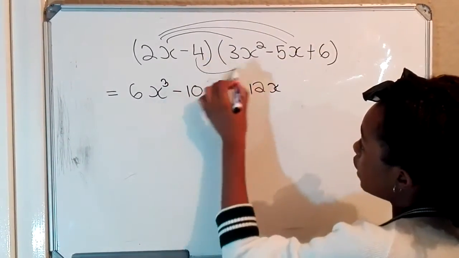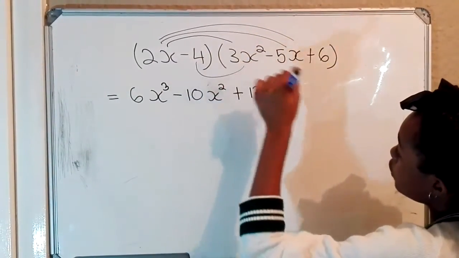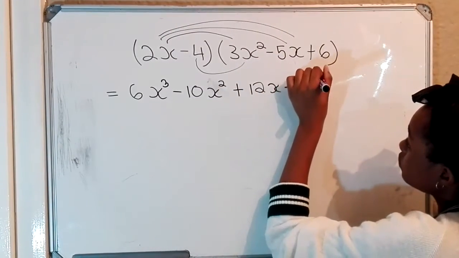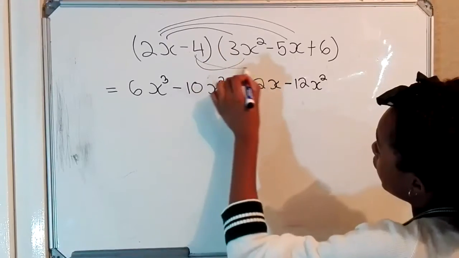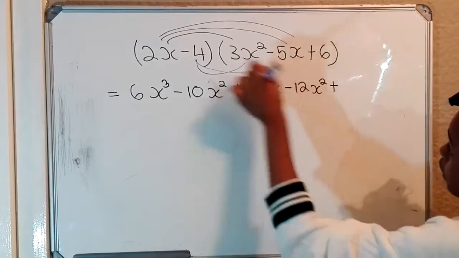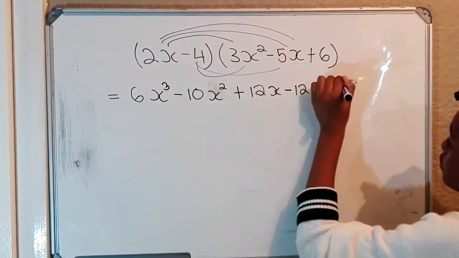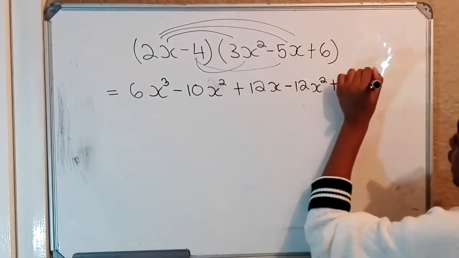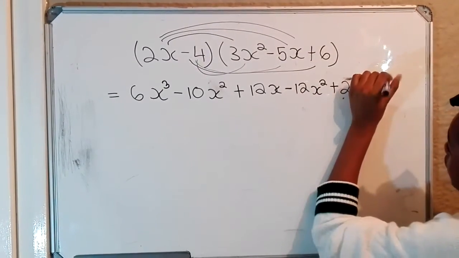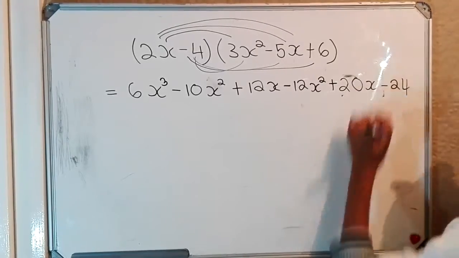So now we're going to distribute minus 4, so we're going to have a minus answer, so 4 times 3 is equal to 12, and we have x squared, so minus 12x squared. And then we're going to have minus 4 times minus 5x. Minus and minus gives you plus. 4 times 5 gives you 20, and we're left with x. And minus 4 times positive 6 gives you negative 24, okay? We're not done here.